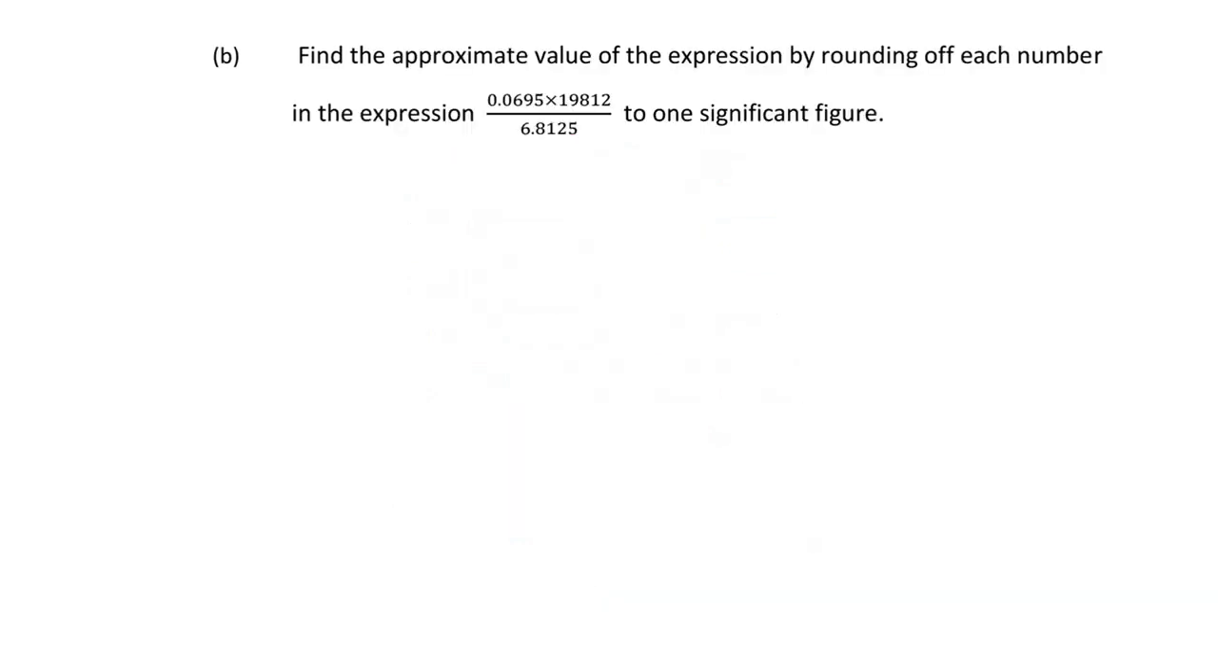Part B. Find the approximate value of the expression by rounding off each number in this expression to one significant figure. Okay, so we've been given the approximation problem. Let us first round off each number to one significant figure as below. So we are going to have 0.07 times 20,000 over 7.0.